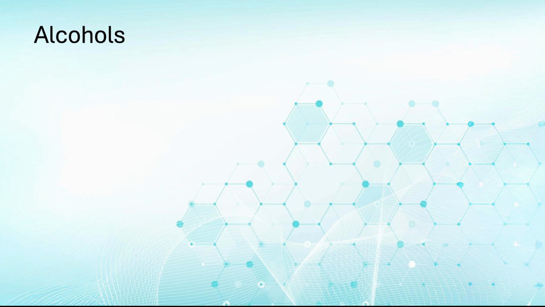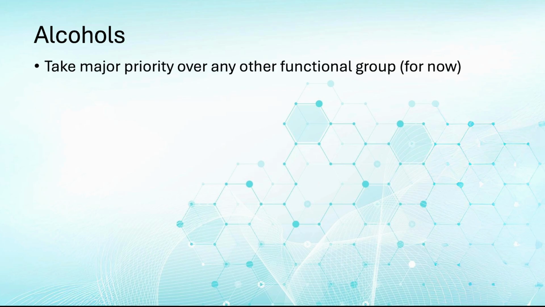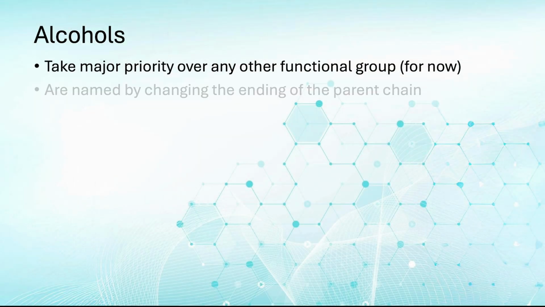Let's move on to alcohols. They're slightly different from alkyl halides. First, they take major priority over any other functional group we'll learn in this semester, including halides. Only the other oxygen-containing functional groups we'll talk about later beat alcohols. Second, we don't have a suffix name for alcohols. The alcohol gets fused into the parent chain name.